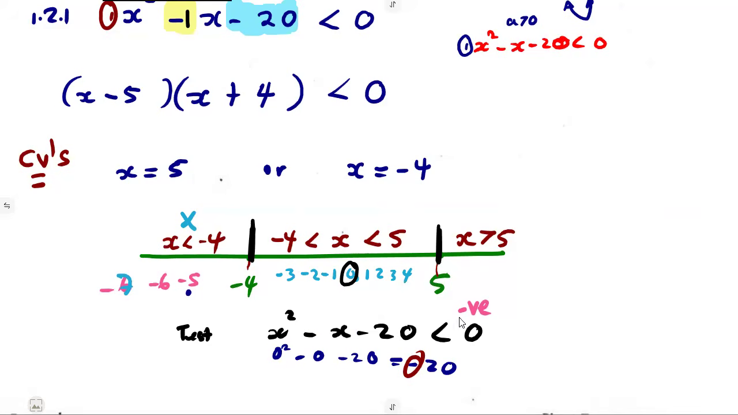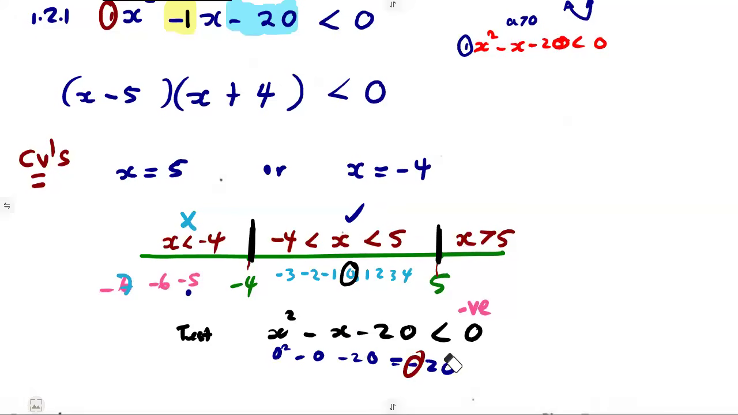This is exactly what we want. Less than 0, that's a negative. So this is exactly the interval that we want. It satisfies exactly what we need in this interval that we are given, -4 to 5. This is the exact interval that we need, so we're going to take that.